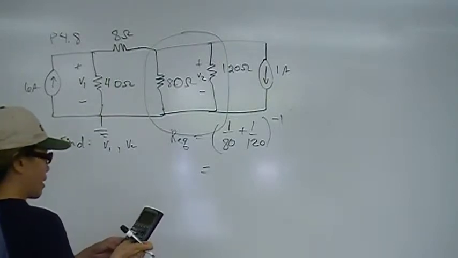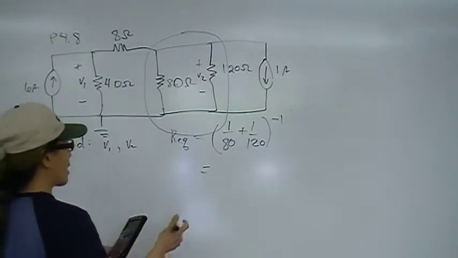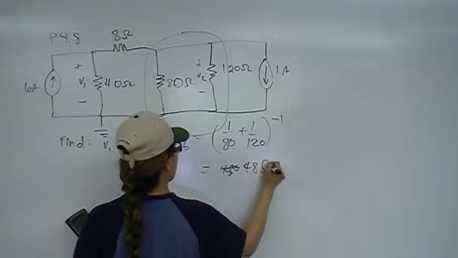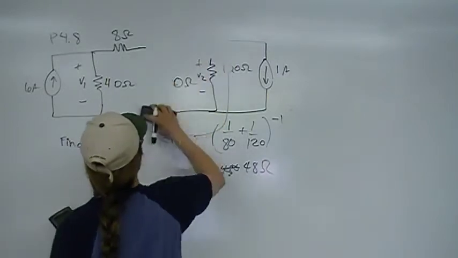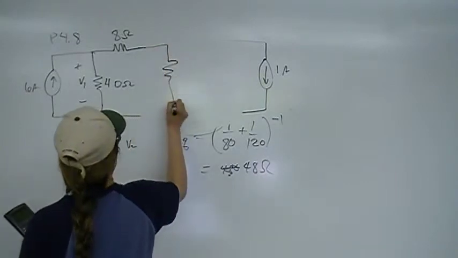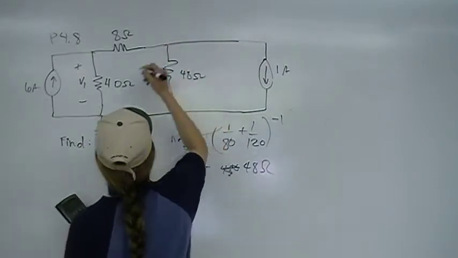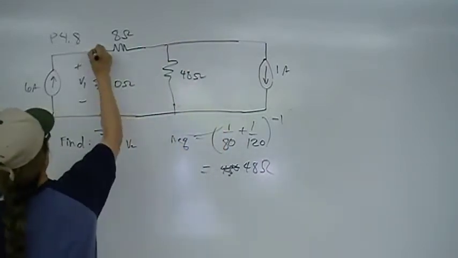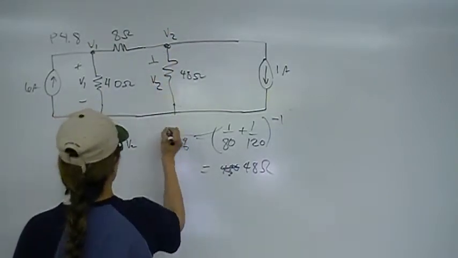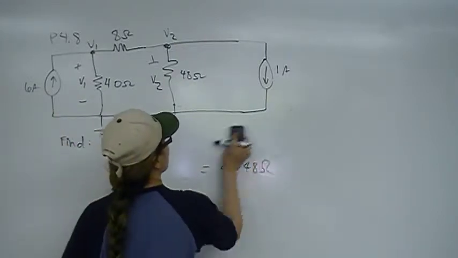So 1 divided by 80 plus 1 divided by 120, raised to the first power, is equal to 48 ohm. 48. So this whole thing can be replaced with a 48. Okay. So now, pretty straightforward, we have V1 here and V2 here. Okay, and we're going to take the ground as our reference node.